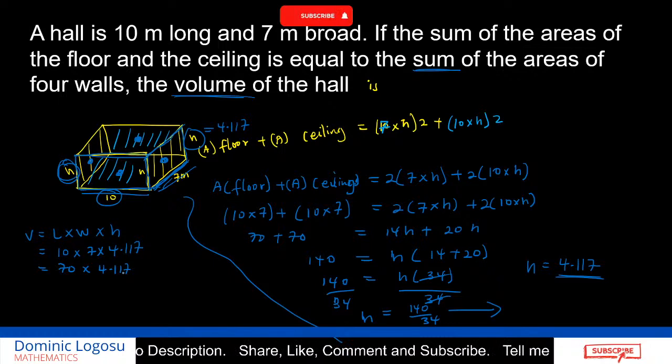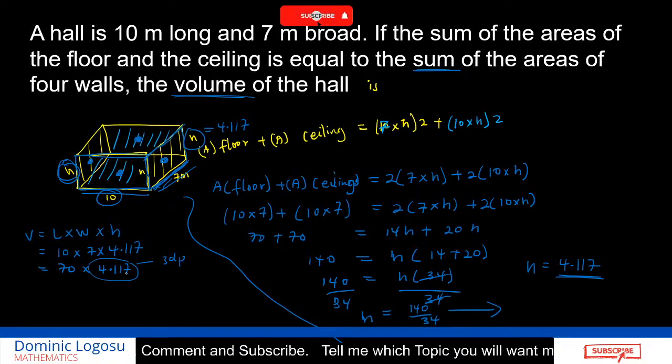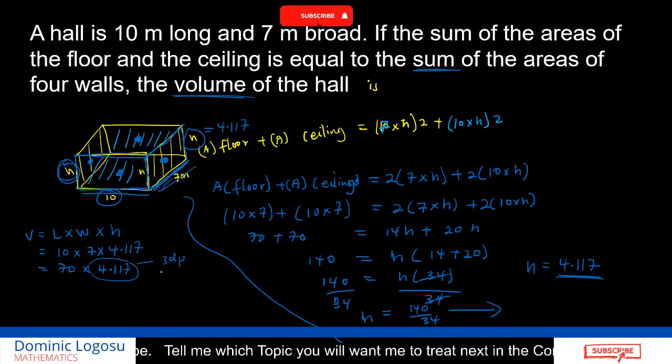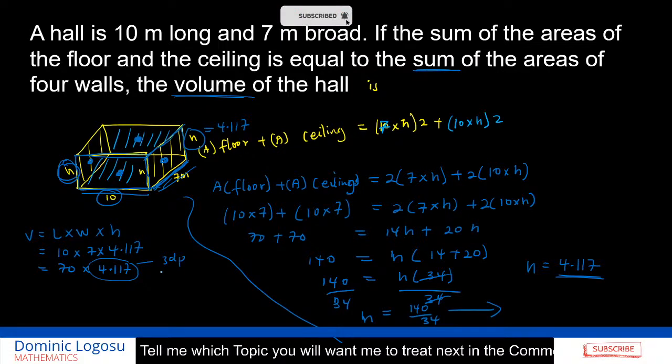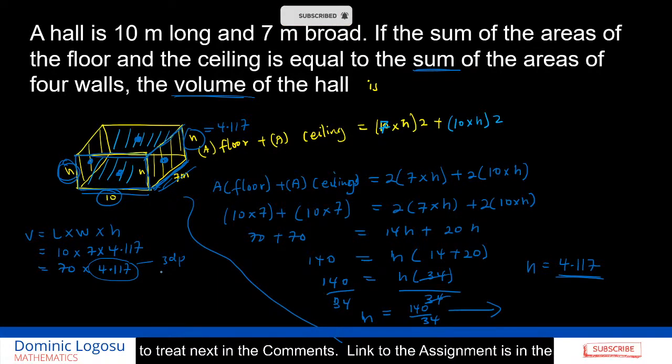To do this multiplication, all you have to do is to know that this is 3 decimal places, and then you just do the multiplication normally. When you finish, you bring in your 3 decimal places. So let's quickly do that so that we can get the answer.